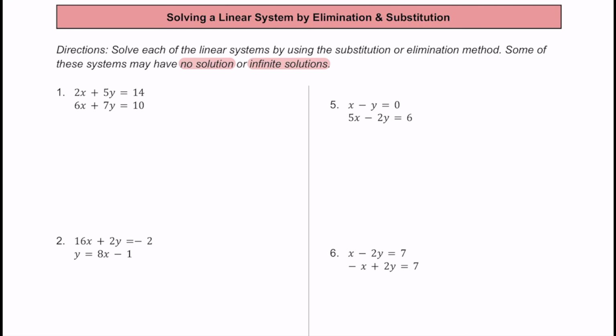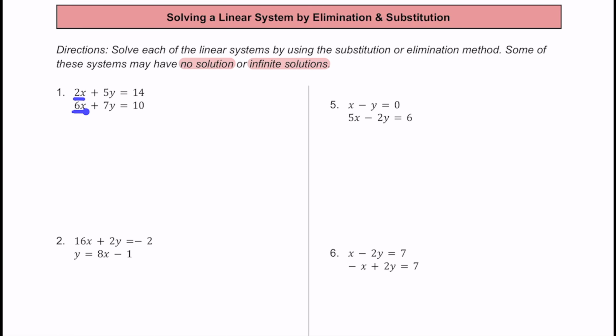Alright, let's get started. For number 1, we have 2x plus 5y equals 14 and 6x plus 7y is equal to 10. Now because both of these are written in standard form and they all have different coefficients, I'm going to go ahead and start by using elimination method just because it's hard to isolate a variable here.